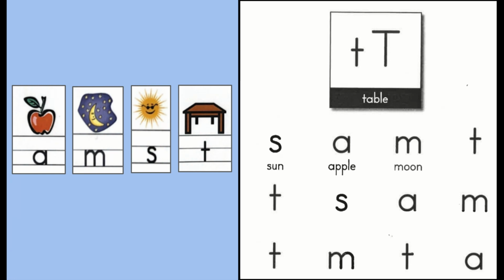Now I'm going to point to a letter and you tell me the sound that that letter represents. Ready? Did you say T like table? Let's try another letter. What about this one? Did you say S like sun? Let's try this letter. Did you say M like moon?